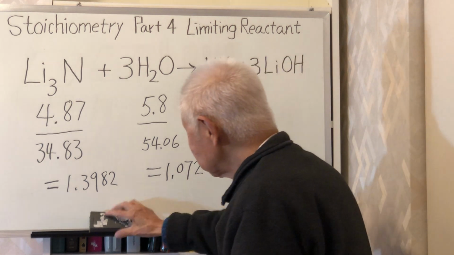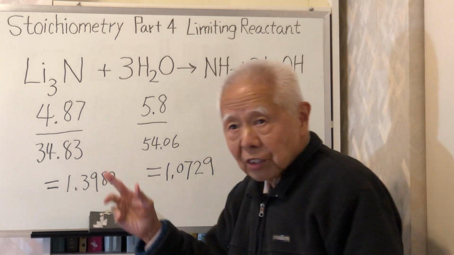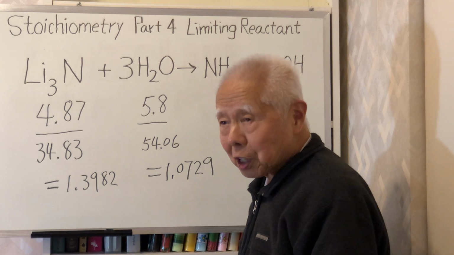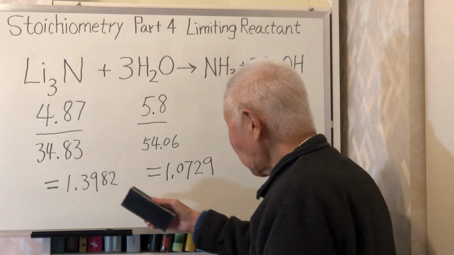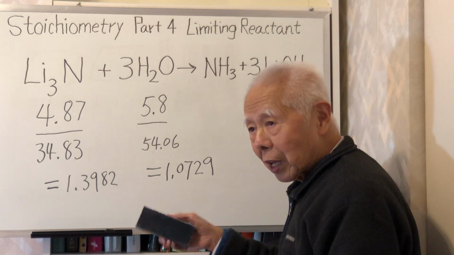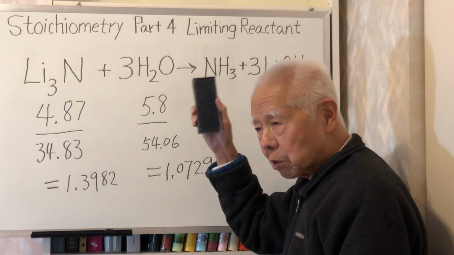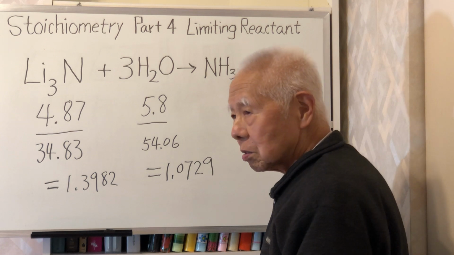Okay. This is a very simple way of doing it, okay? If you look at the textbook, it's more complicated. So I recommend my way of determining which one is a limiting reactant. Next example.